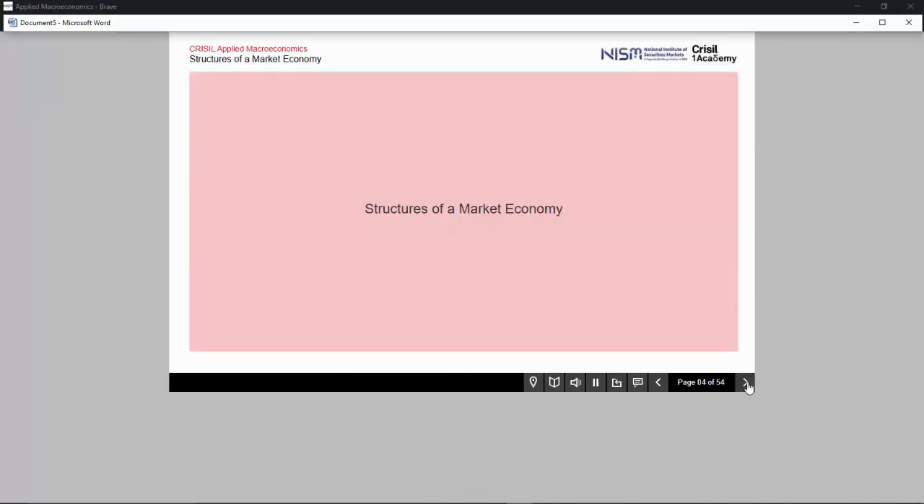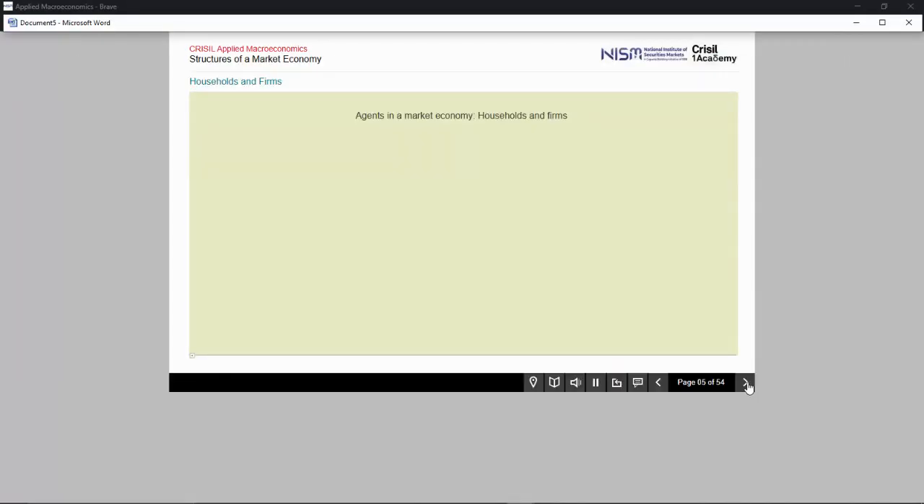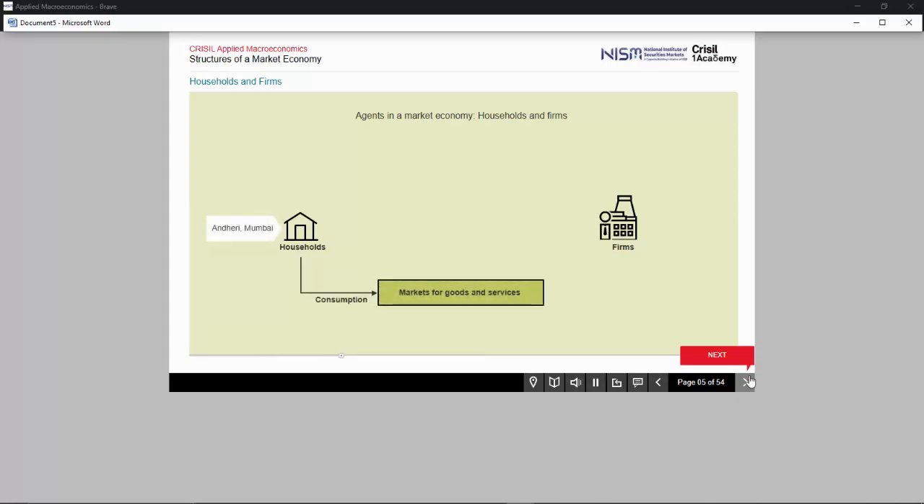Let us begin with the basic structure of a market economy. Let's look at an example. Here we assume a basic market structure where there is one household and one firm and they operate with each other. A household in Andheri, Mumbai buys and consumes goods and services from Shah Communications.